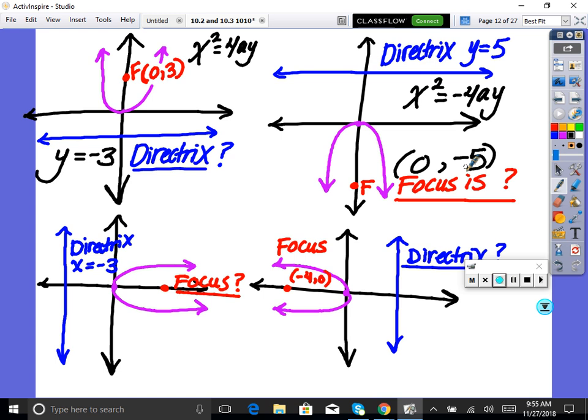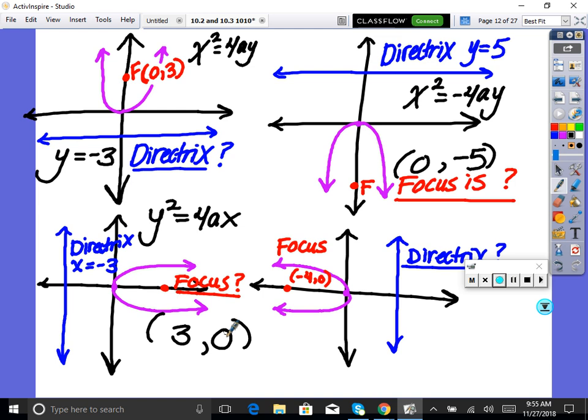Okay, same thing here. You would have to recognize, oh, this is a sideways parabola, which was the equation y squared equals 4ax, because it's positive, opening in the positive direction. If my directrix is at negative 3, what's the xy point for my focus? 3, 0. Good.